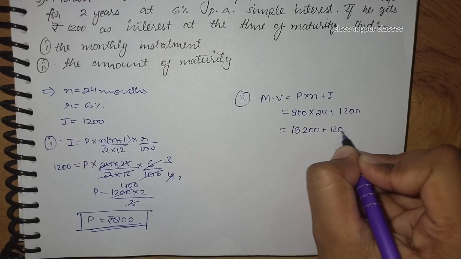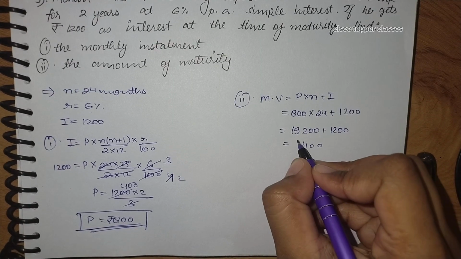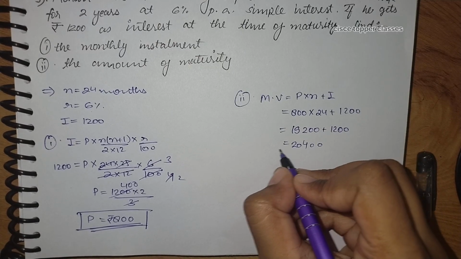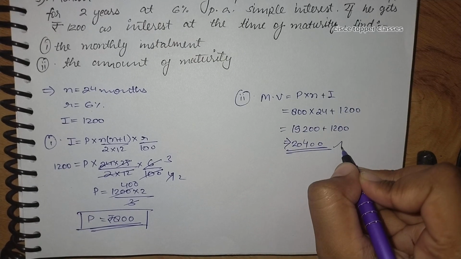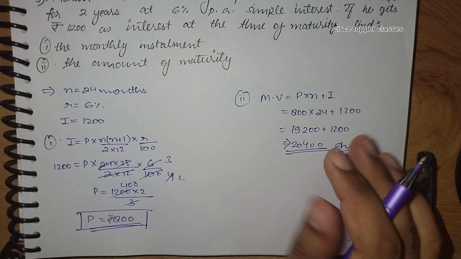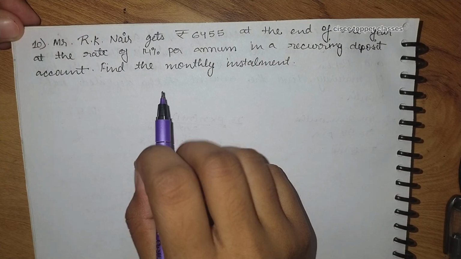So on calculating, this will be 19,200 plus 1200 rupees. This will be 00, and here this will be 40 and 1 carry. So 20,400 is the answer in this question. This is the maturity value, and this is the solution of question number 9. Let us solve question number 10.